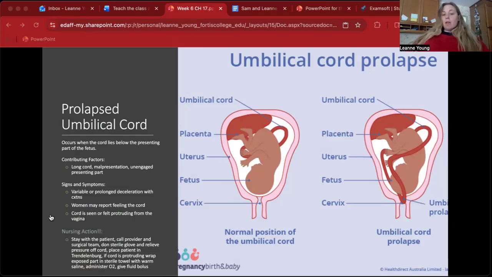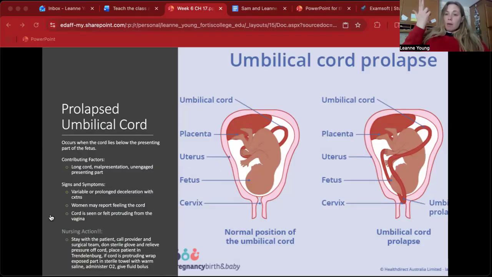Nursing action. What do we do? What is our first intervention with a cord prolapse? We are going to relieve pressure off of the cord, okay? Because if that baby's head is pushing down, it's most likely pushing down on the umbilical cord and cutting off oxygen to your baby. So we want to put two fingers into mom's vagina.